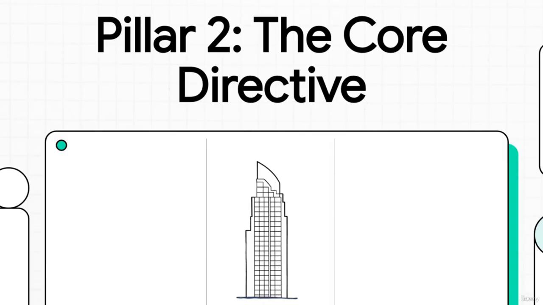All right, welcome back. In our last couple of explainers, we really laid the essential groundwork. We talked about prompt architecture, and we built out pillar one, the role. Well, today we build the skyscraper. We are diving deep into pillar two, the core directive, which is all about precision instruction.